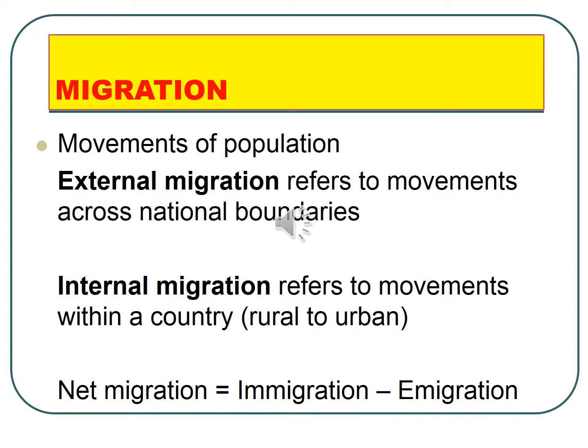Migration will affect the dynamics of a population. External migration refers to movements across national boundaries, while internal migration refers to movements within a country, for example, rural to urban. The net migration is calculated by subtracting the number of emigrants from immigrants.